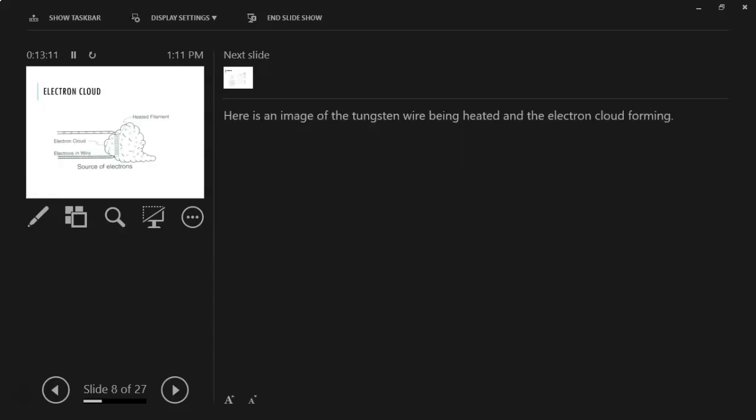Here's an image of it happening, basically. This is the tungsten coil, the heated filament, and there's a cloud of electrons floating around, bubbling around.